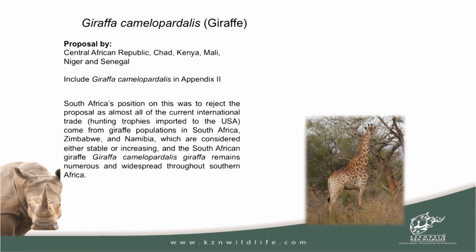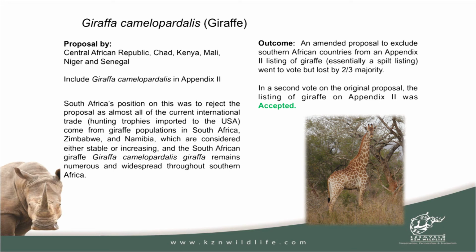Then giraffe. Okay, this was proposed by Central African Republic, Chad, Kenya, Mali, Niger and Senegal. Essentially they want to include giraffe in Appendix 2, and that includes all the subspecies. So South Africa's position on this was to reject the proposal, as almost all of the current international trade comes from giraffe populations in South Africa, Zimbabwe and Namibia, which are considered either stable or increasing, and South Africa's subspecies remains numerous and widespread throughout Southern Africa.